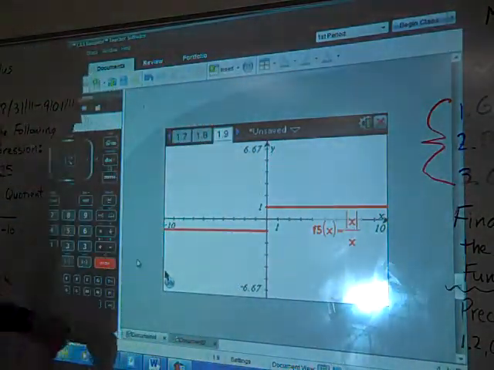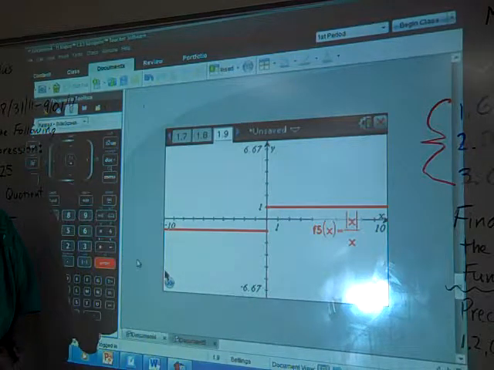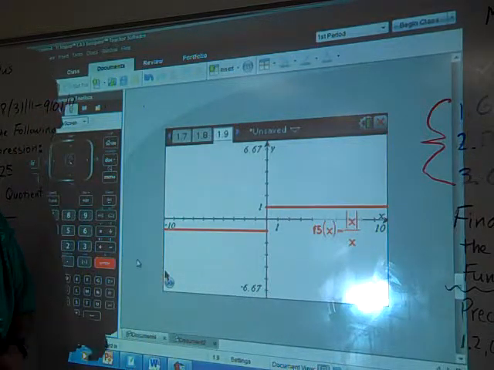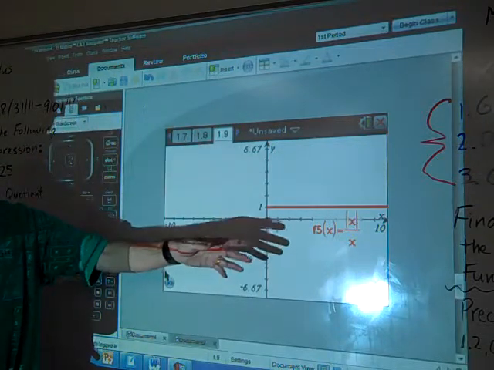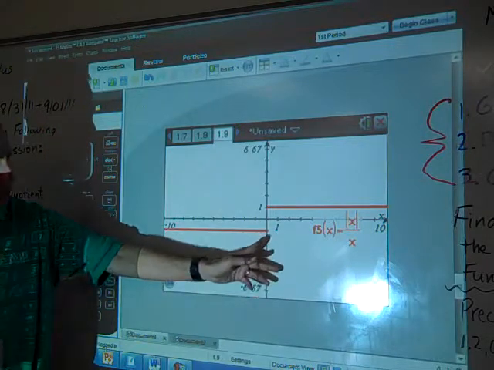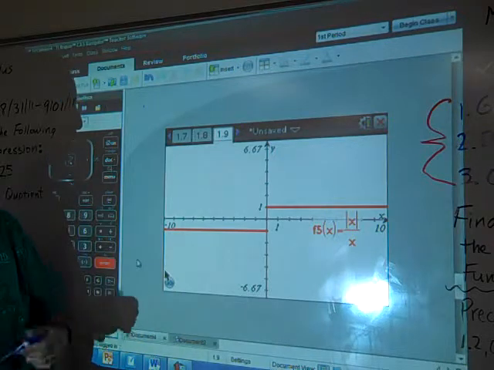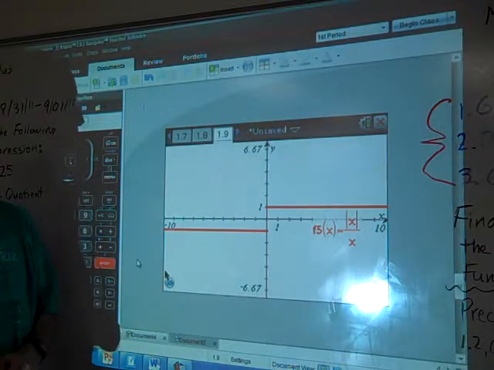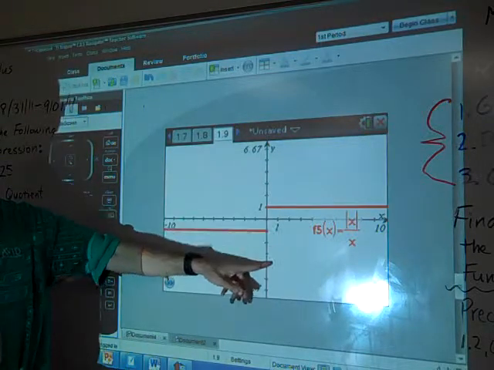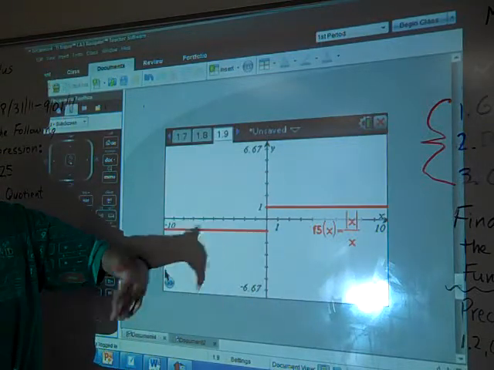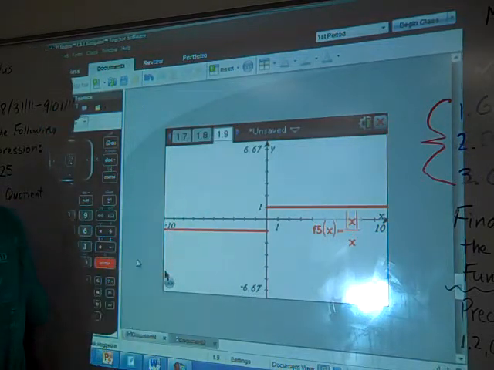Is there a point of discontinuity at x equals 0? Here's x equals 0. Is there a point of discontinuity here? Yes, because it's not continuous. It doesn't go straight across; there's a gap in between. It's a jump, right? Based on what we see here, because it all of a sudden goes from here to here. It looks like a jump.